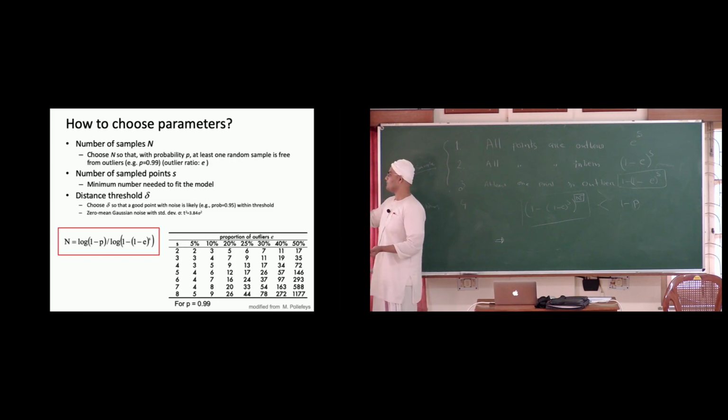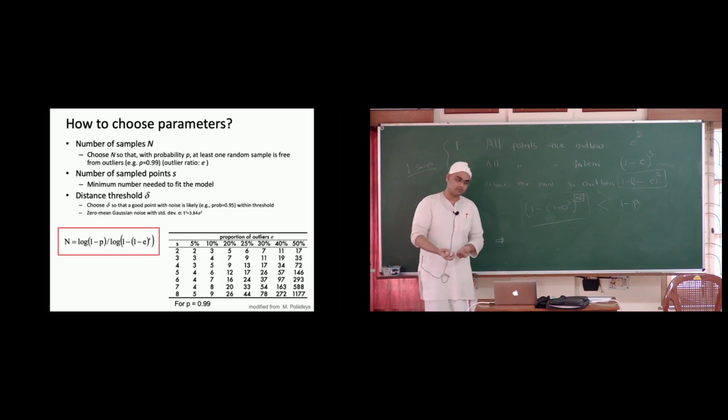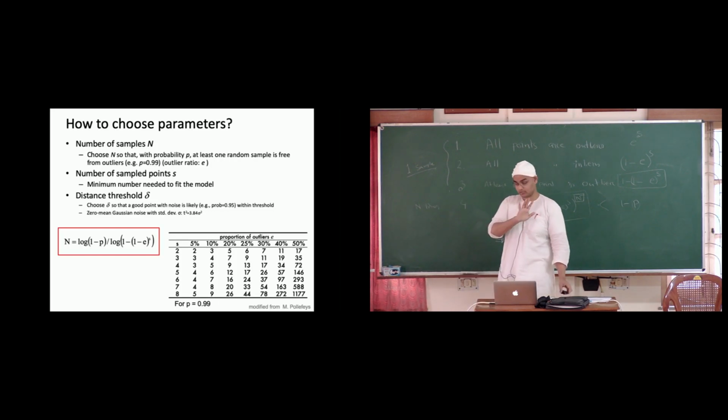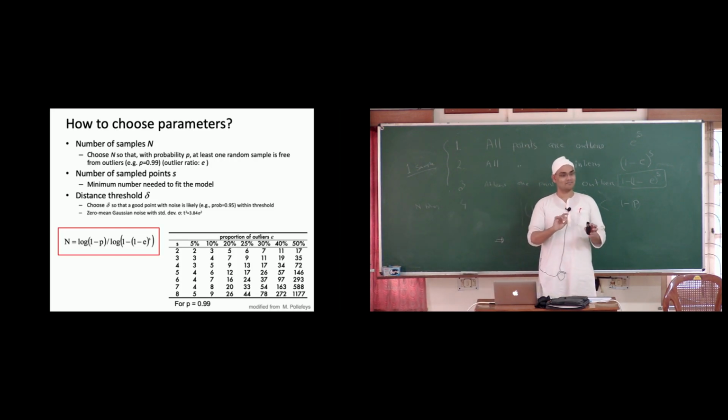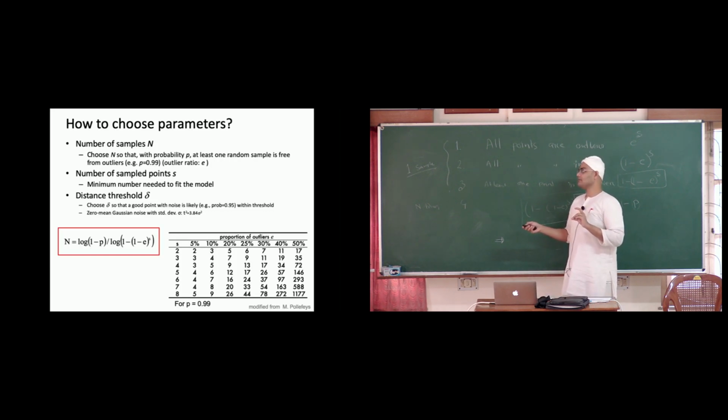In this way, for 50%, only 17 points. Of course not 17 points, 17 samples, very good. 17 samples, that means 17 times I am picking 2 points each, 2 points each time. Then there is a 90% chance that even if there is 50% outliers, so that is the worst.